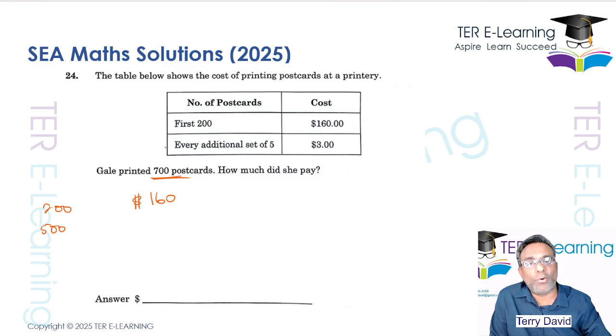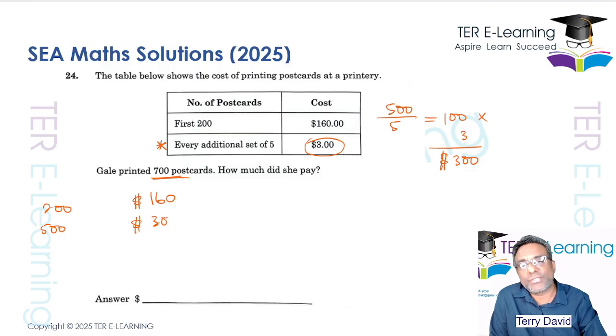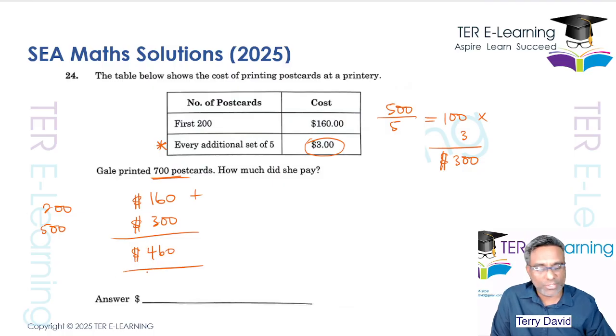Now the thing is, they said for every additional set of 5, you're paying $3. So what I'm going to do, I'm going to figure out how many sets of 5 I can get from 500. So we're going to take 500, divide by 5, and you're going to get 100. So that's how many sets of 5 that we're going to get. Now each of those sets of 5 is costing me $3. So therefore I have to multiply by 3. So that's going to give me a total of $300, right? So in this case here, this is 300. So when I add this up here, that'll give me my total cost. So this is going to be $460, right?